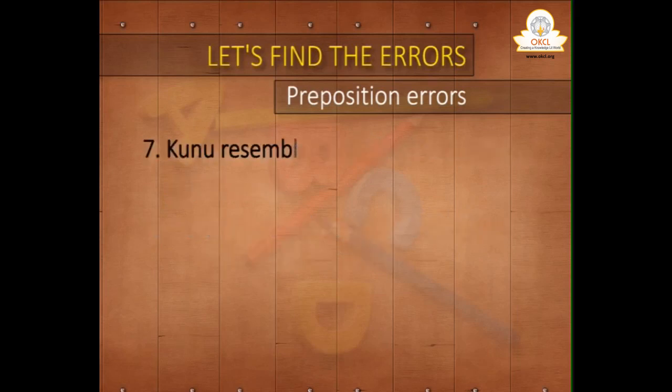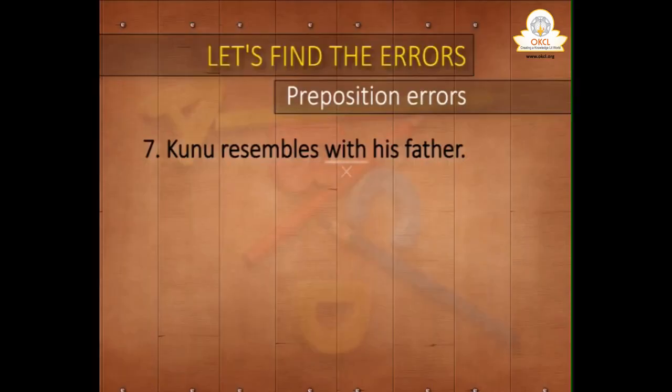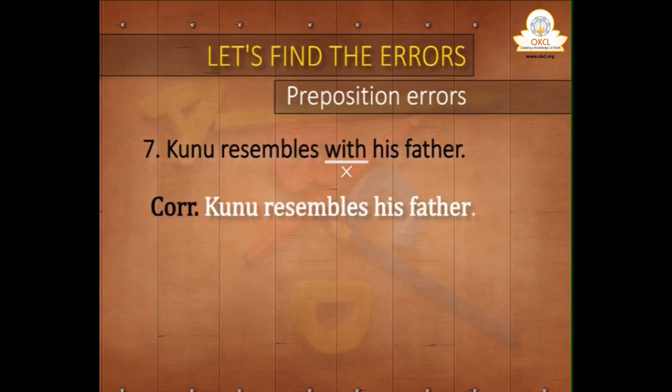Kunnu resembles with his father. See, resembles means look alike. So resemble doesn't take any preposition. Resemble with, if we say, it is wrong. So the correct sentence is Kunnu resembles his father, or his mother, or anything you can say. But resembles with is wrong.